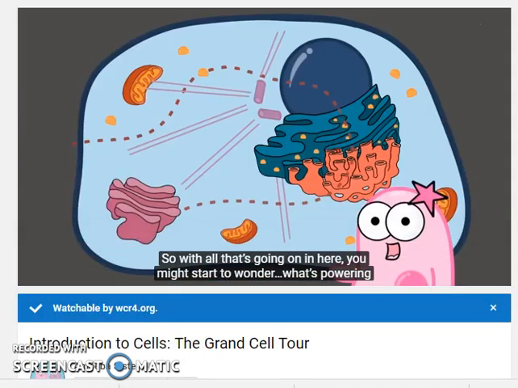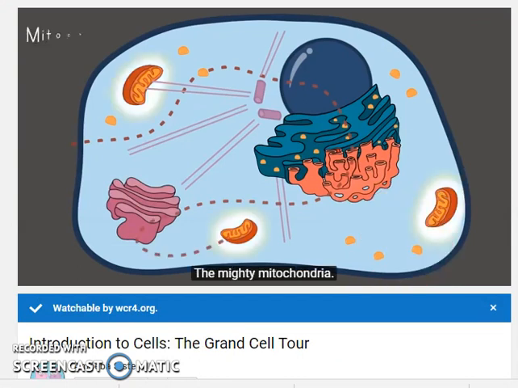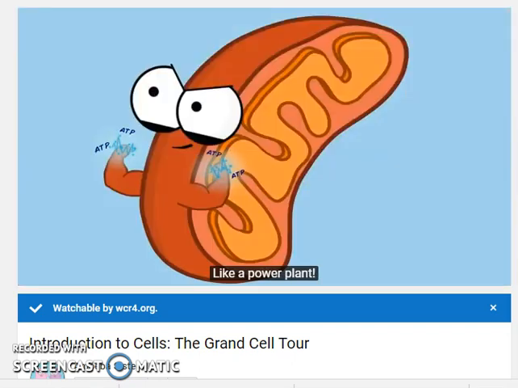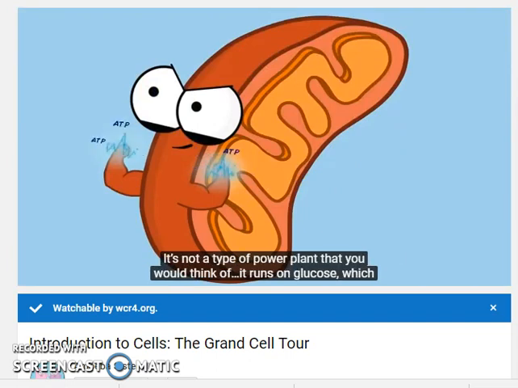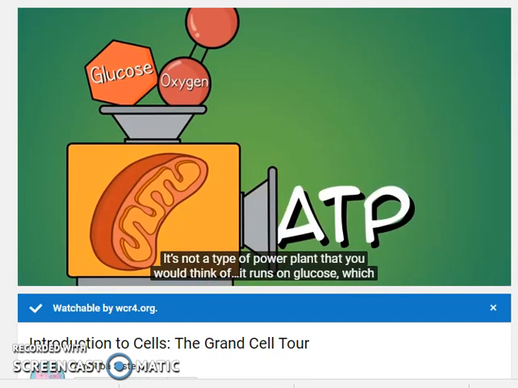So with all that's going on in here, you might start to wonder, what's powering this thing? The mighty mitochondria, or mitochondrion, if you're just talking about one. They're like power plants. The mitochondria make ATP energy in a process called cellular respiration. Now, it's not the type of power plant that you might think of. It runs on glucose, which is a sugar, and it needs the presence of oxygen to efficiently make ATP energy.